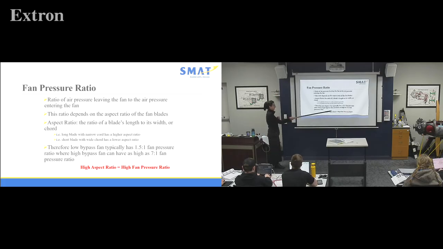It has 1.5 to 1 fan pressure ratio, so we're boosting that 1.5. High bypass fans, pressure ratio can be as high as 7 to 1. So we're getting our air compressed 7 times more than what it is coming into the front of the fan, because we have big old blades on our fan. Questions on fan pressure ratio, aspect ratio?